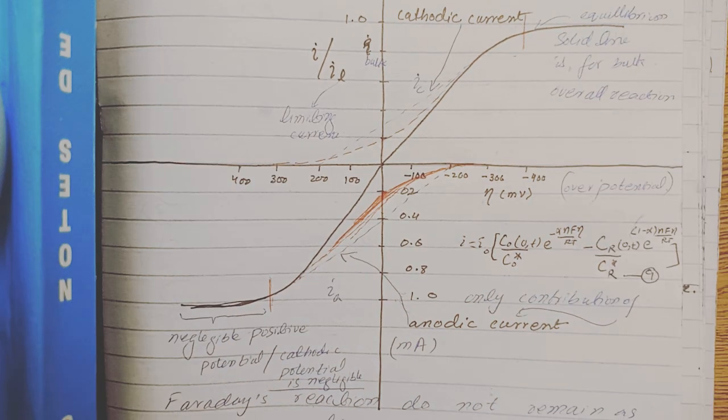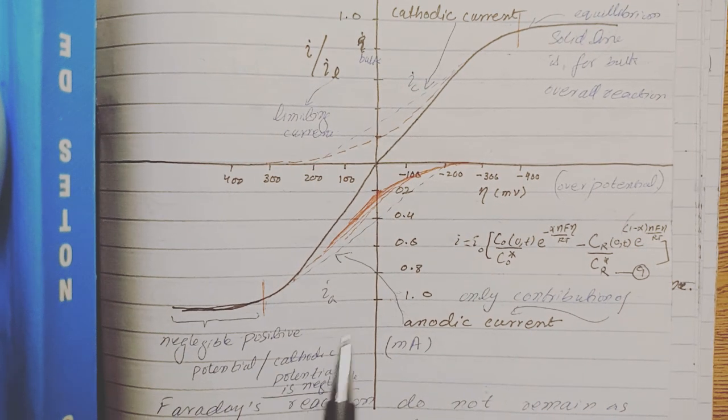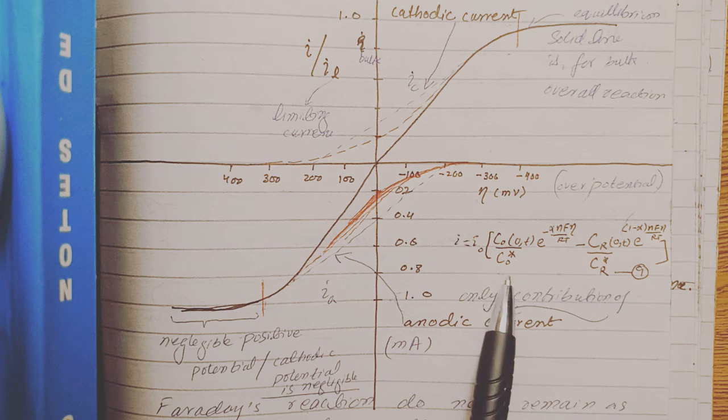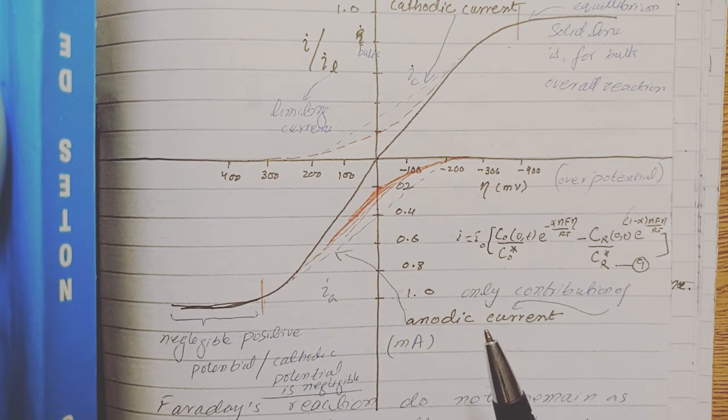In the next lecture we will discuss some of the approximate forms of this current-overpotential equation given here to derive the Tafel and Butler-Volmer equations.